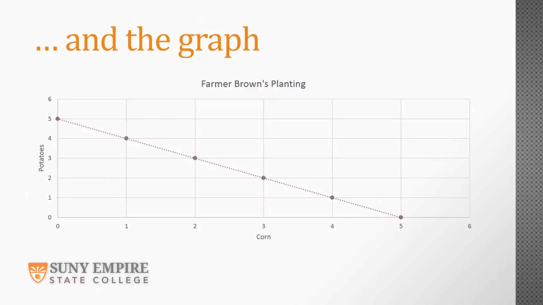Now that Farmer Brown has all the possibilities for using her land, we can create the graph. Note that the line slopes downward. All production possibility frontiers will have a negative slope. However, there are some other things to note about production possibility frontiers.